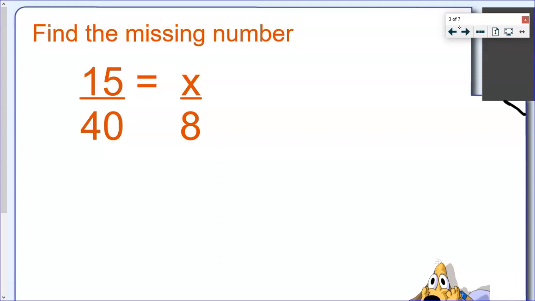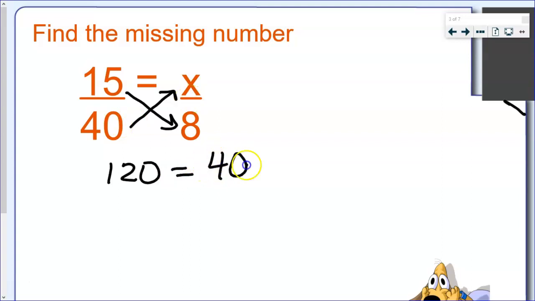So let's review. We want to solve for the unknown variable x here, and we cross multiply, which means we multiply on the diagonal. So we've got 15 times 8, which is equal to 120, and 40 times x is 40x.